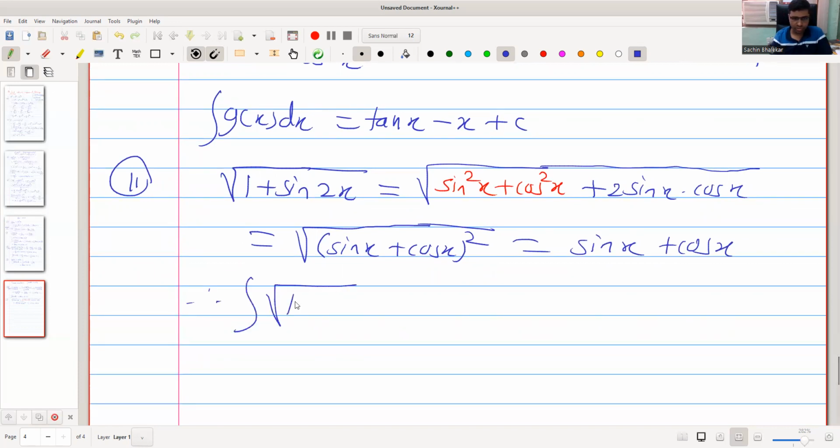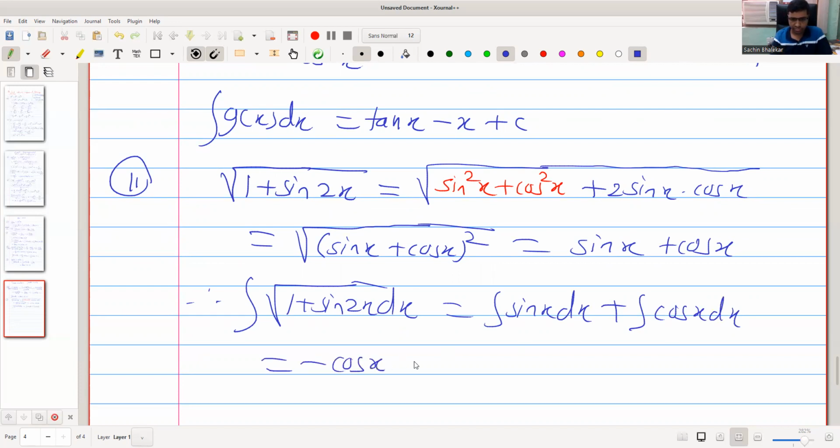Integral square root 1 plus sine 2x dx equals integral sine x dx plus integral cos x dx, and integral sine x is minus cos x. Integral cos x is sine x, plus c.